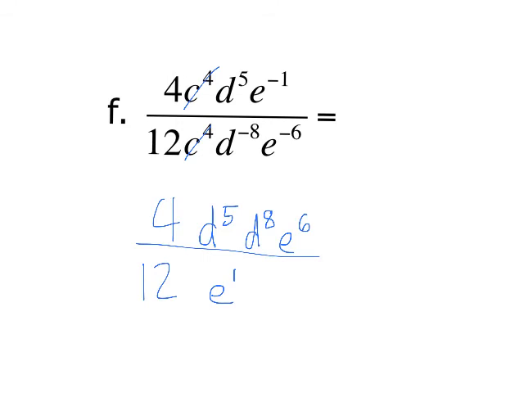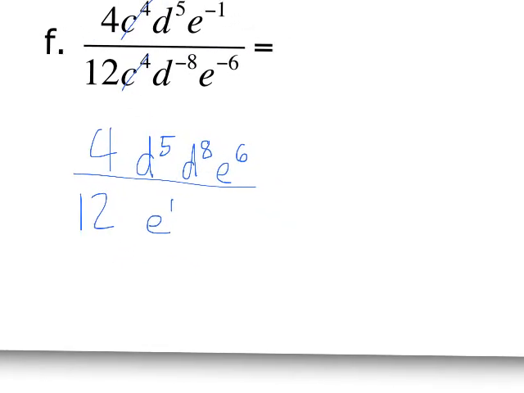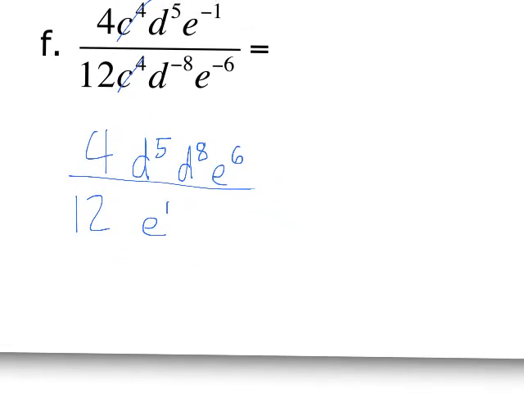I just kind of get all of my variables where they need to be. And now I can simplify. What can I divide out of 4 and 12 both? 4. So 4 out of 4 is 1. 4 out of 12 is 3. So I'm left with a 3 on bottom. I have 2 sets of D's on top. So I have 5 on top and 8 on top. How many does that give me on top? 13. So I have D to the 13th on top.